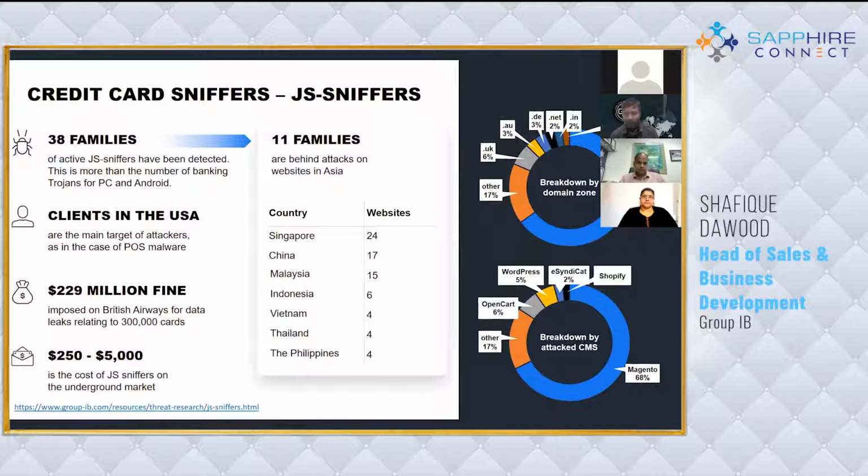At least in terms of a trending perspective last year, we saw about 38 different families that are quite common and that we exfiltrated and understood. And at least 11 of these families are attacking countries in Asia, especially those financial hubs, so to speak. And the main target is still the US.